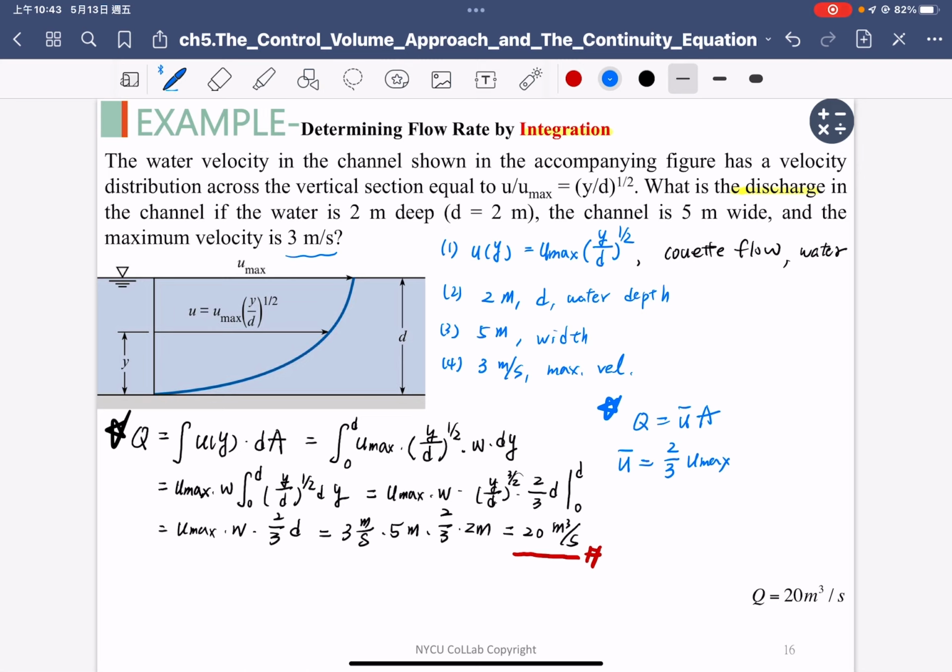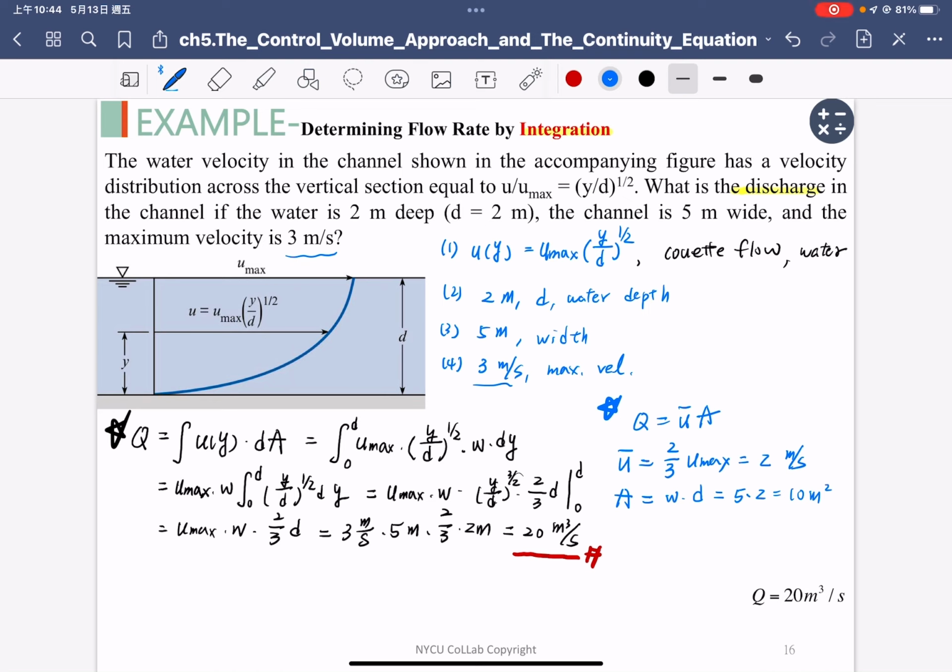We also know that the total cross-section area equals the water width multiplied by the water depth. The width is 5 and the water depth is 2, so this is equal to 10 square meters. And U max here is 3 meters per second, so the U mean is 2 meters per second.